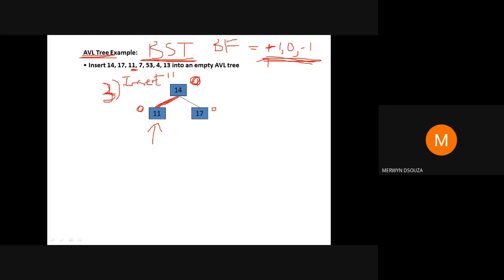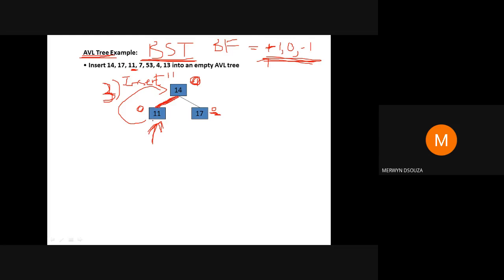You need to calculate from the new node all the way to the root. Only those nodes that come on the path from the new node to the root. Do not calculate the values for the other nodes. So from 11, as we go backwards to the root, there are just two nodes, 11 and 14. So 17 is not coming on the path between 11 and 14. So I'm not changing this value. This value remains the same. Please note what I'm telling. Otherwise, you will be wasting time calculating the value of 17.